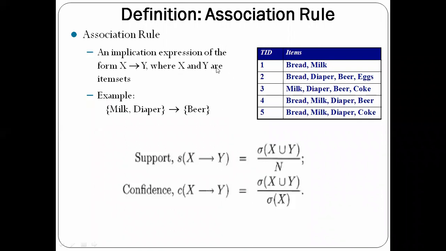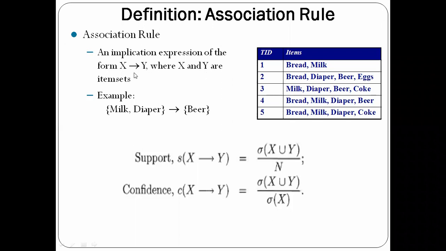In the form X implies Y, both X and Y are item sets. And one more thing: whenever you consider the intersection of these two item sets, that is X intersection Y, it must be disjoint. Disjoint means that X intersection Y must be equal to a null set. That is the condition that must be satisfied by these two item sets.